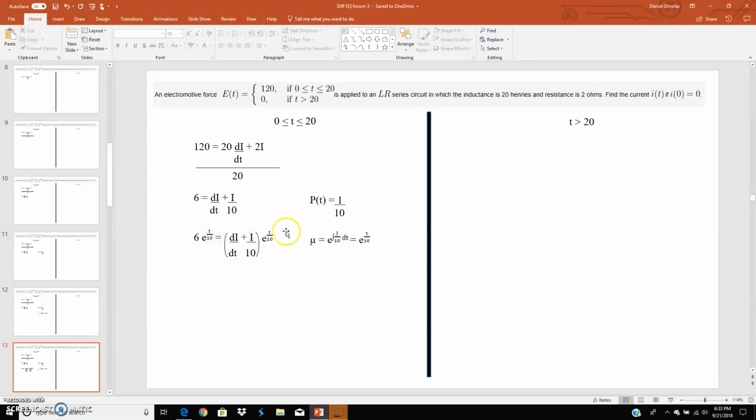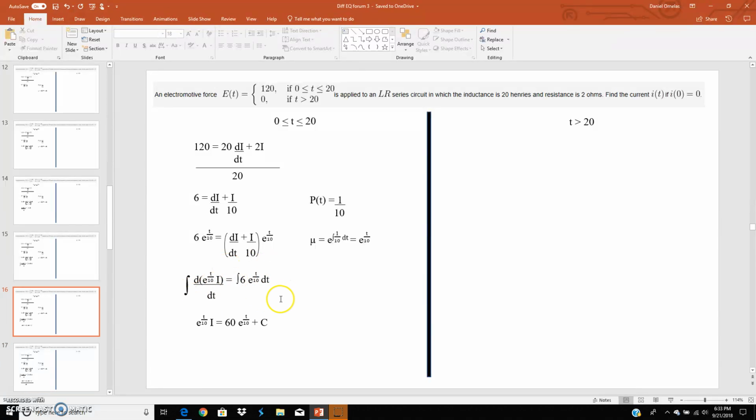Multiply that by both sides of the equation, and we know that this side of the equation is equal to the derivative of our integrating factor times the independent variable, which is then equal to the right side of our equation here. So we integrate both sides, and we find that e to the t over 10 times I is equal to 60 e to the t over 10 plus some constant. We divide e to the t over 10 on both sides. We find that the current at any time t is equal to 60 plus some number we don't know yet, times e to the negative t over 10.